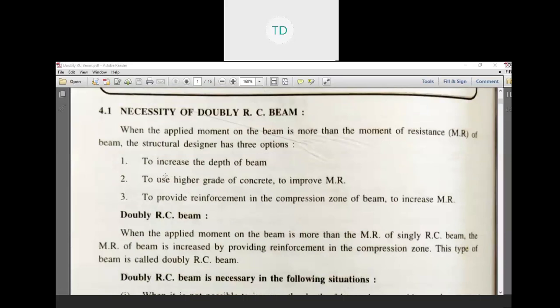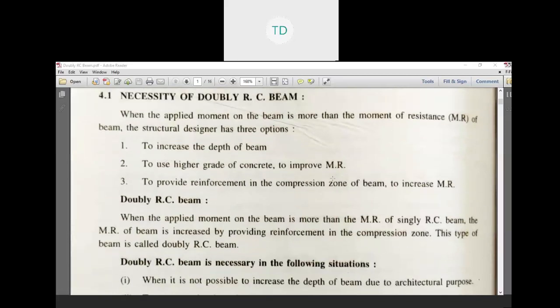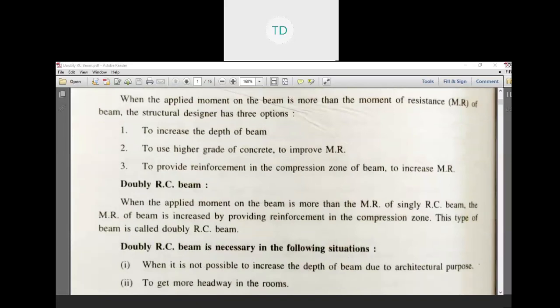Why is a doubly beam necessary? When the applied moment on the beam is more than the moment of resistance of the beam, the structural design has three options: to increase the depth of the beam, to use a higher grade of concrete to improve the moment of resistance, or to provide reinforcement in the compression zone of the beam to increase the moment of resistance, which gives a doubly RC beam.